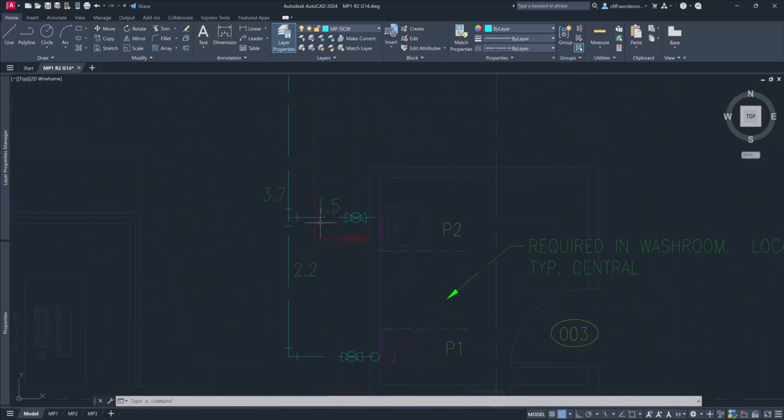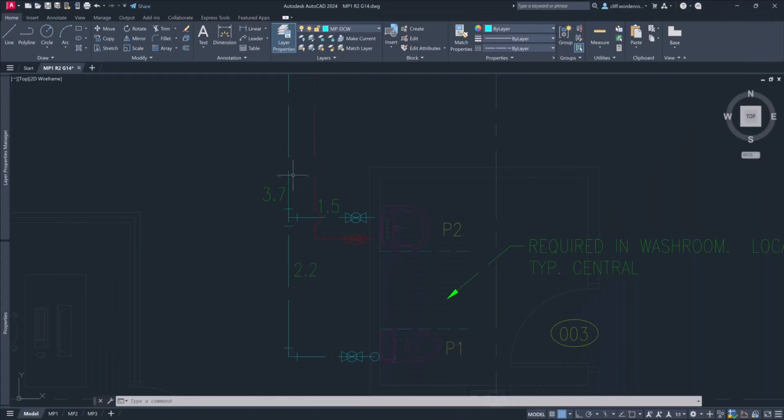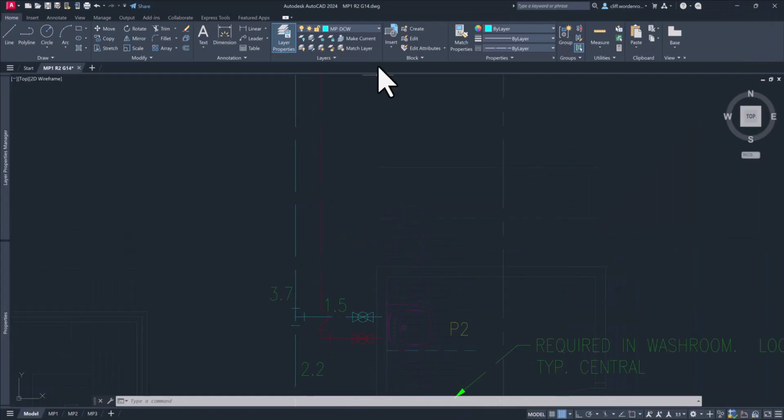So we have 2.2, 1.5, 3.7, right? This is a 1/2 inch, half inch coming up. We need to check what this connection is. 3.7. Hopefully you guys get this now. 3.7 is less than 6. This line here would be half inch.